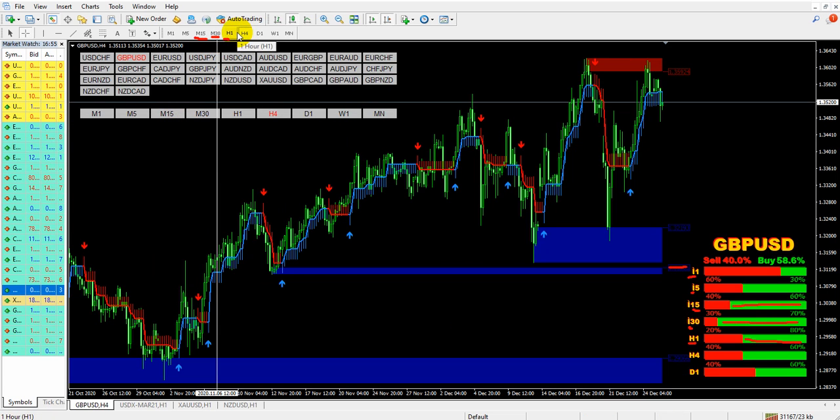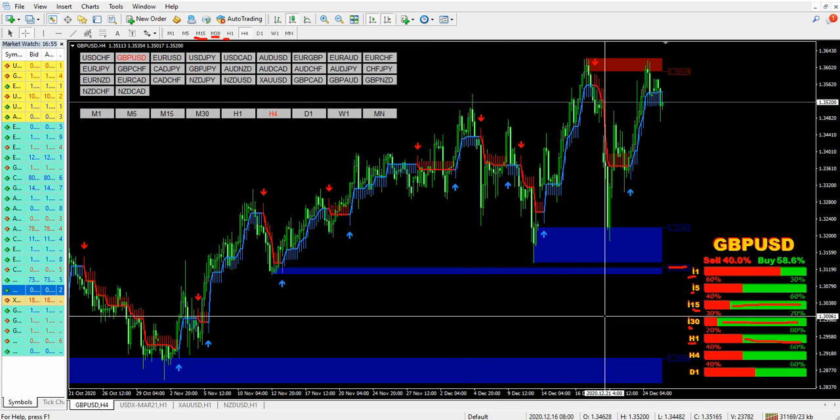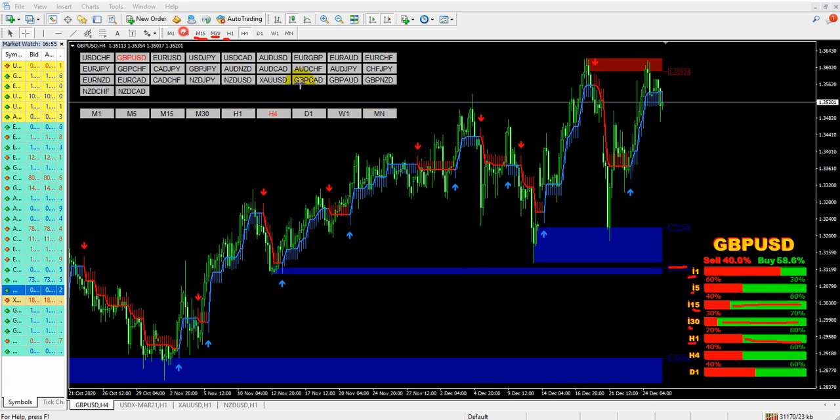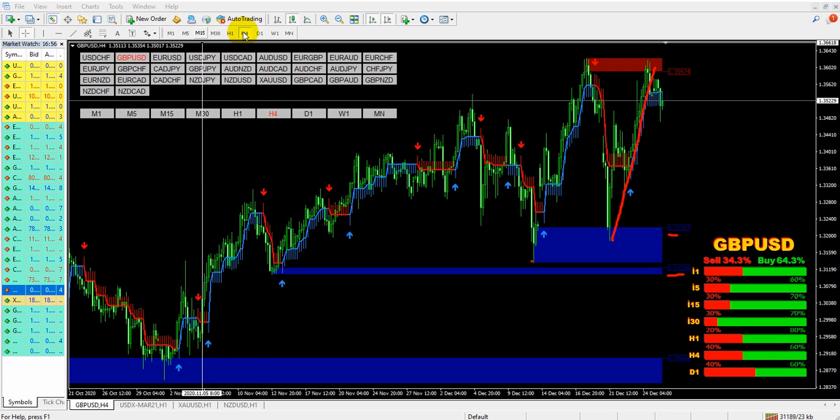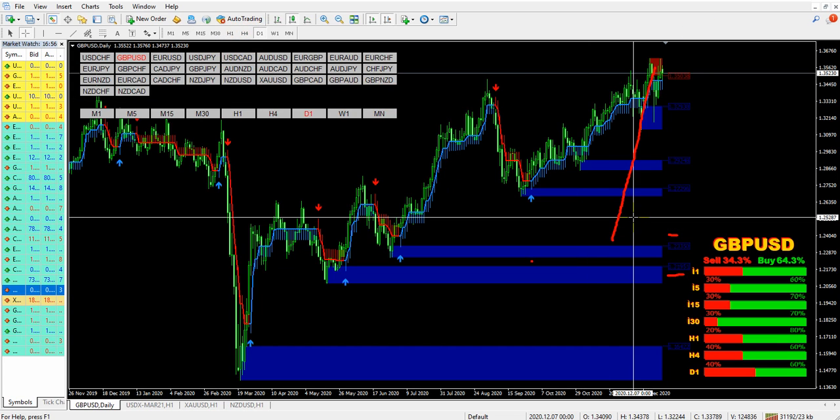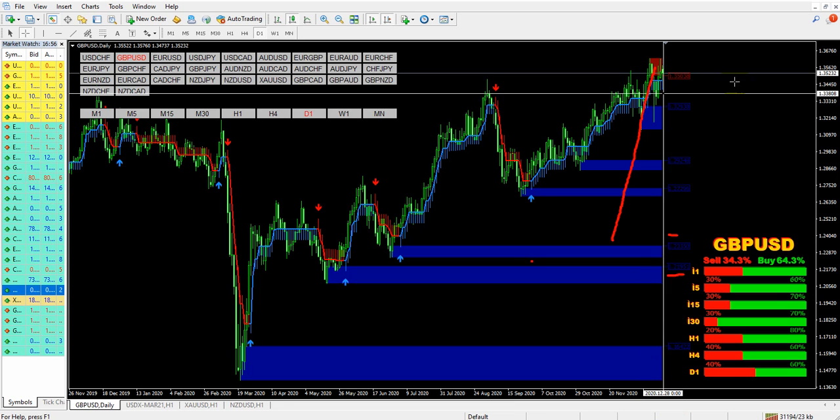I'll move into the H4 time frame. I'll erase the marks over here. Now you can see over here that at price 1.3122, a buy signal is generated. And on day 1 you can see from 1.329 a buy signal was generated.